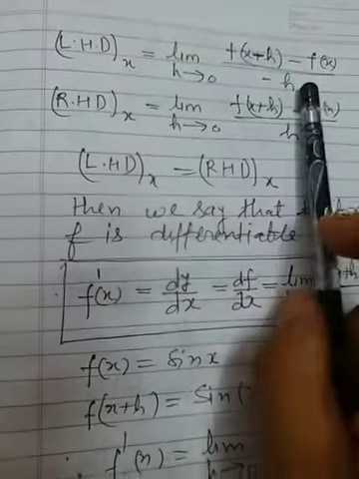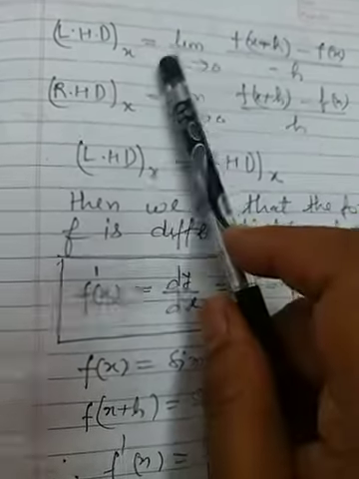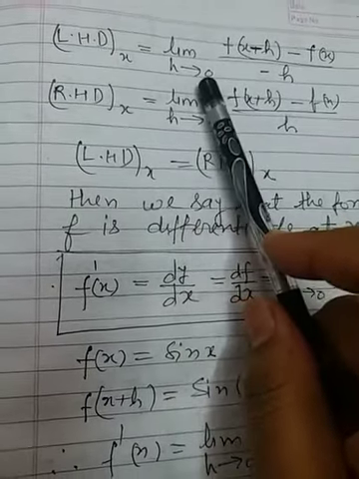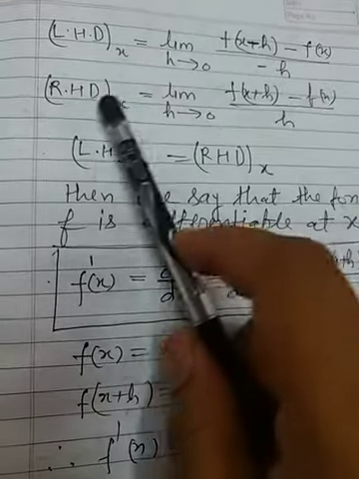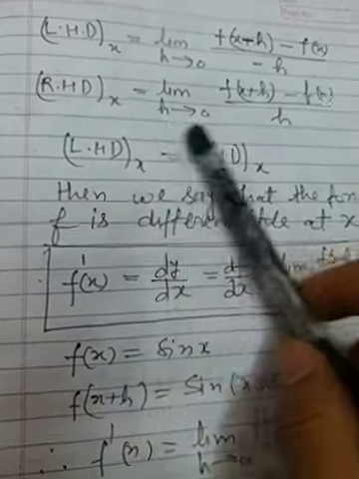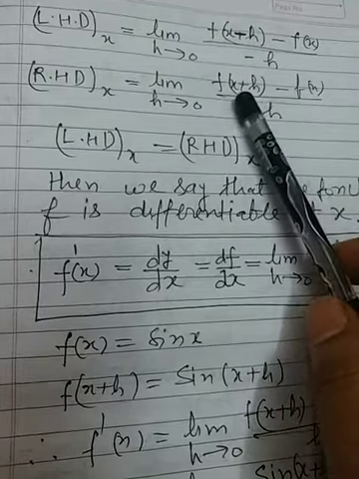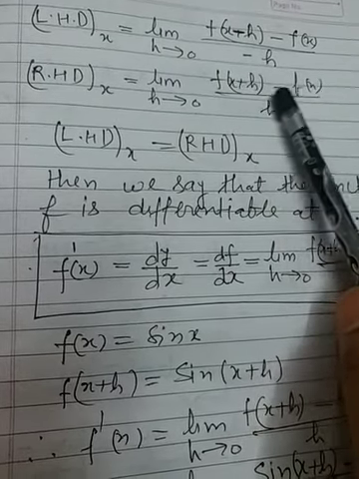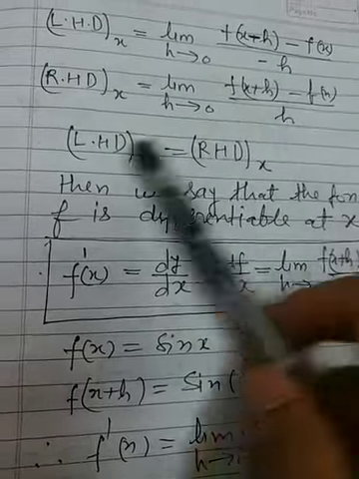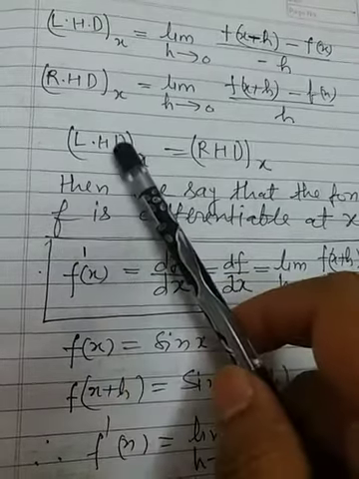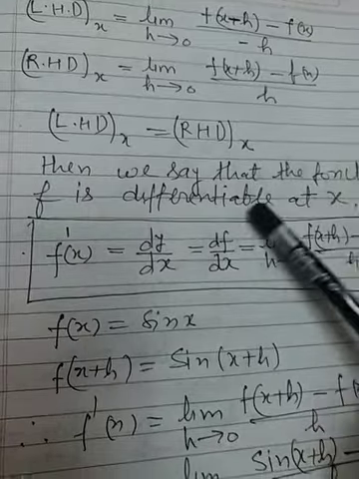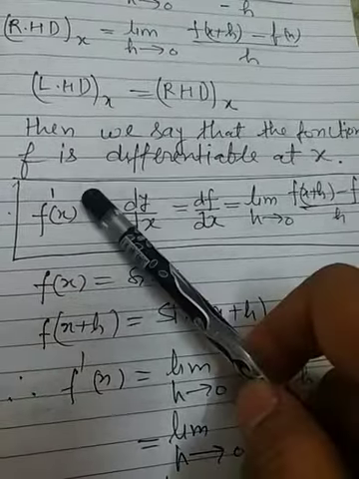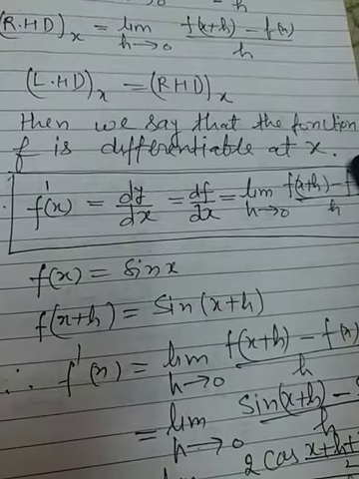Then we have recalled the left hand derivative at any point x. This is limit h tending to 0, f(x minus h) minus f(x) by minus h. Then the right hand derivative at x. This is limit h tending towards 0, f(x plus h) minus f(x) by h. And whenever we see that the left hand derivative at x equals the right hand derivative at x, then we say that the function f is differentiable at x.